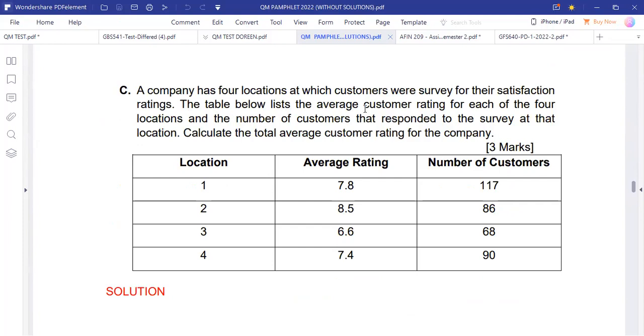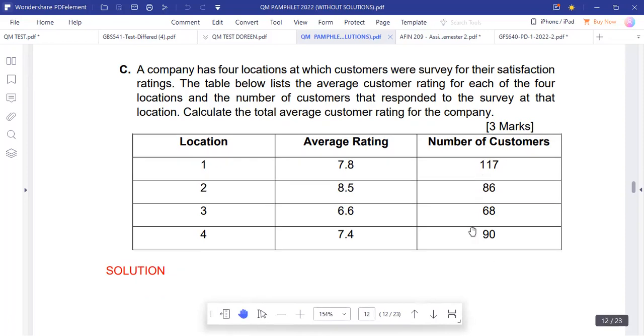The company has 4 locations at which customers were surveyed on satisfaction rating. Below are the average ratings for the 4 locations. We're given locations 1, 2, 3, 4, the average, and the number of customers. So how do we find the average? Average is simply the mean. Anyone who wants to help us do this question?